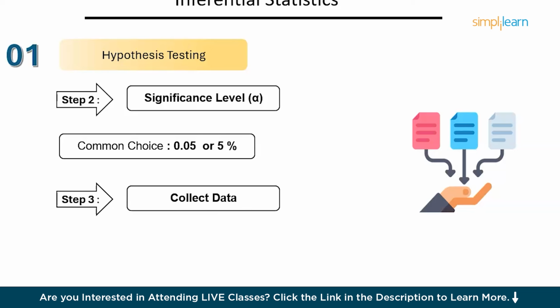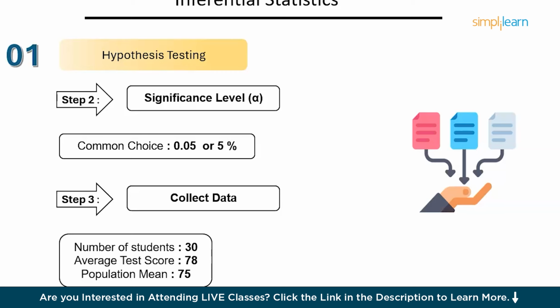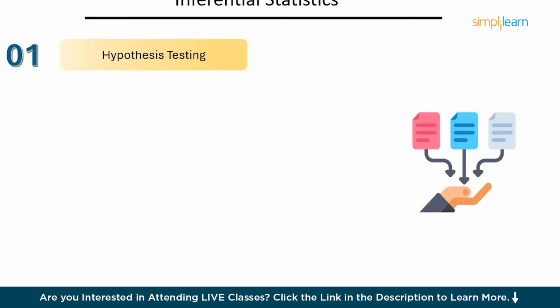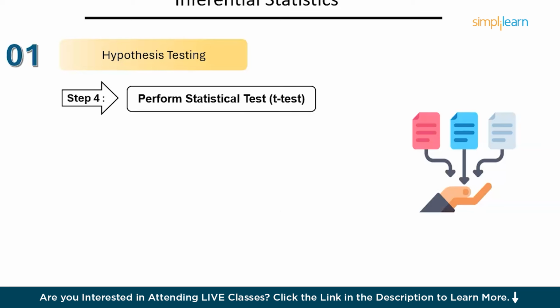Step 3. Collect data. Now we need some actual data to test. Let's say we taught 30 students using the new method and their average test score came out to be 78. This is our sample data and we will compare it to the population mean, which is 75, the traditional method score. Now moving on to the next step, that is perform statistical test, the t-test.